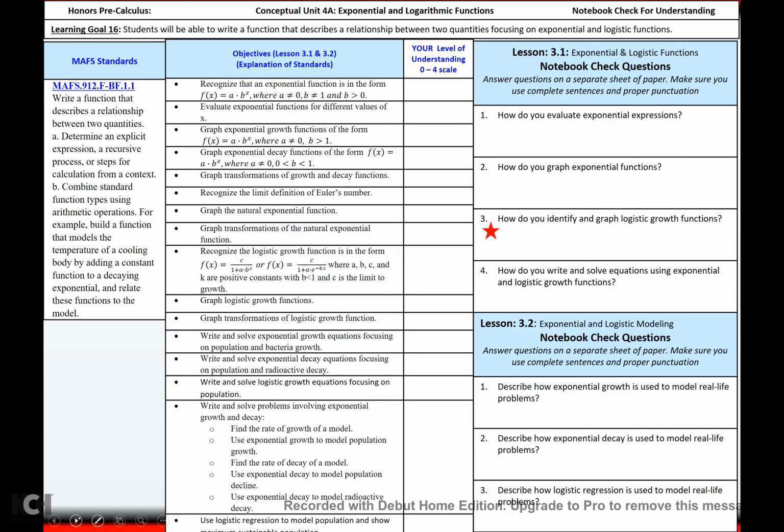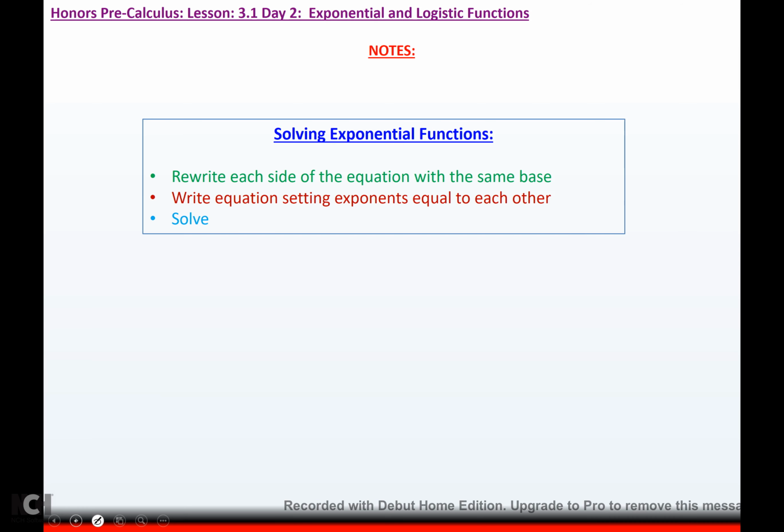Alright, so how do you identify and graph logistic growth functions? Didn't we just do that one? Yeah, we did that one. Alright, so now solving exponential functions. Now we're going to start, very slowly, learning how to get x out of the air, basically. And what you do is you're going to rewrite each equation with the same base, and then you're going to write the equation setting exponents equal to each other.